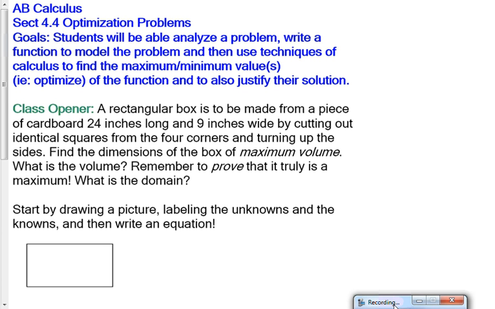That's where most of the points are going to be assigned on the AP exam, because there are a lot of ways to get the answer to this, but the points are going to be assigned to defending your work. So that's the theme for today.